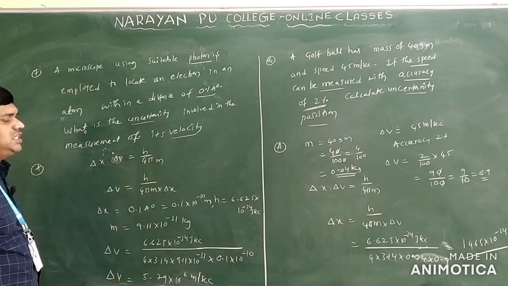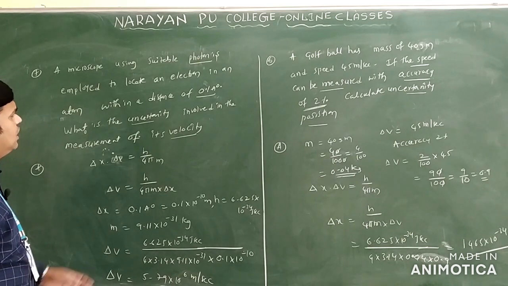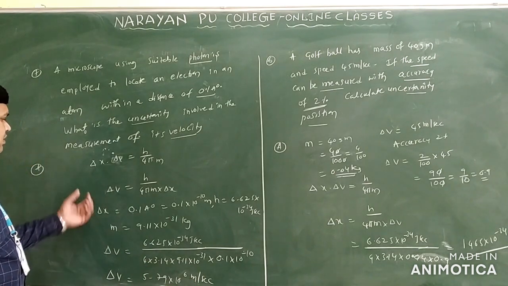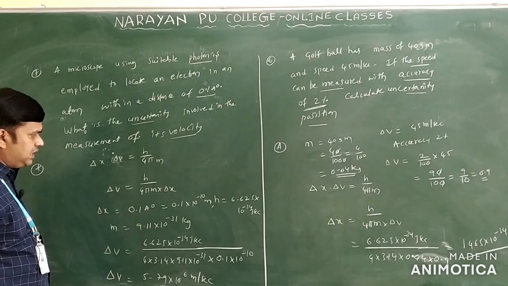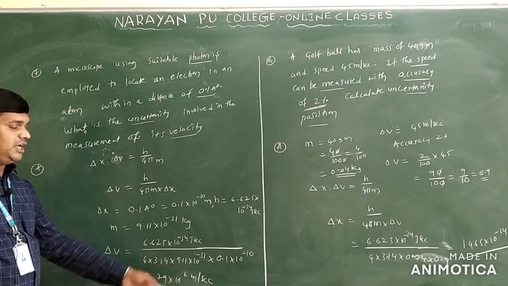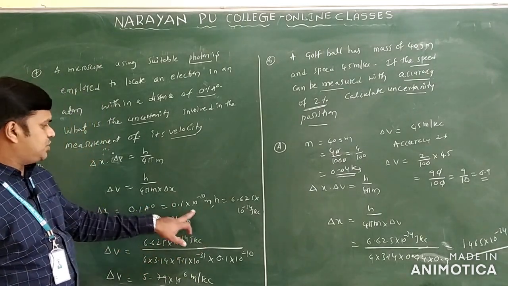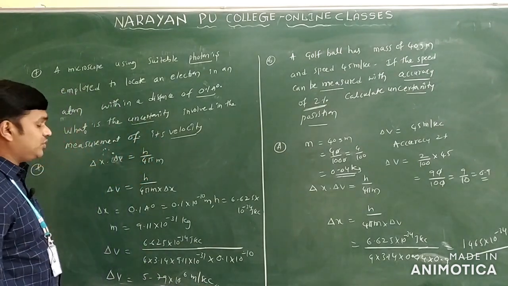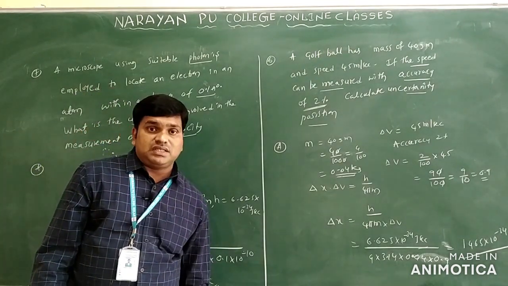The h value you know already, this is Planck's constant. Here we will take the mass of electron, 9.11 into 10 power minus 31 kilograms. Delta v is equal to h by 4 pi m into delta x. That is 6.625 into 10 power minus 34 by 4 into 3.14 into 9.11 into 10 power minus 31 into delta x, 0.1 into 10 power minus 10. If we do the calculation, we get 5.79 into 10 power 6 meter per second. So these are problems based on the Heisenberg uncertainty principle.